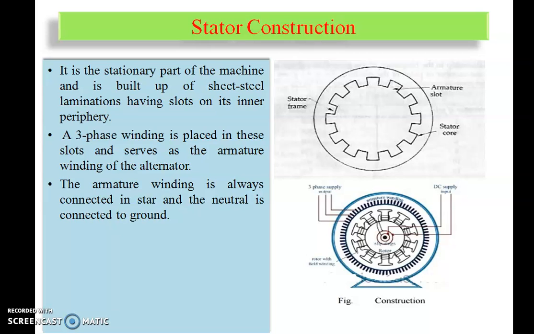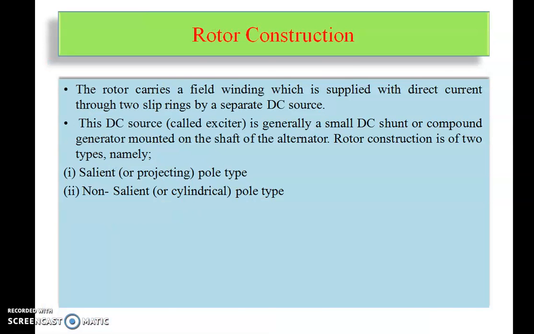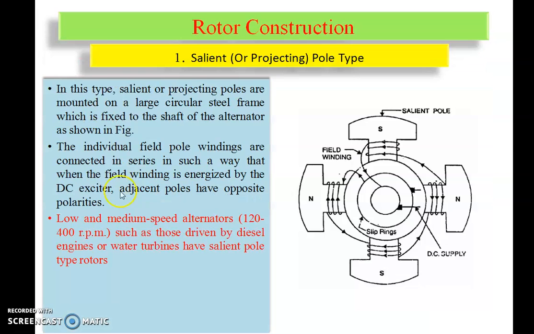So normally nowadays, instead of using a DC generator, they are using battery sources in the different generating stations. So we will be focusing on the rotor construction. As the first part, it's a salient or projecting pole type.